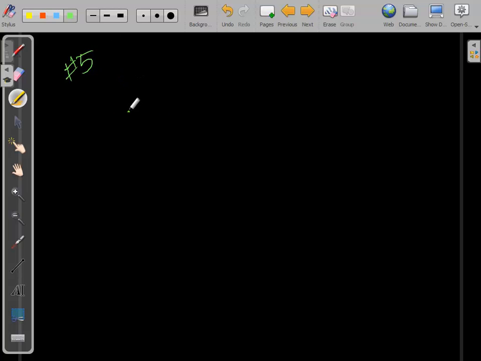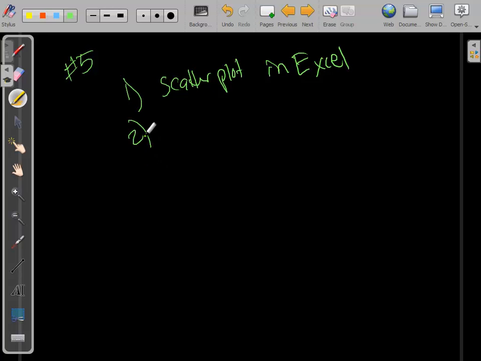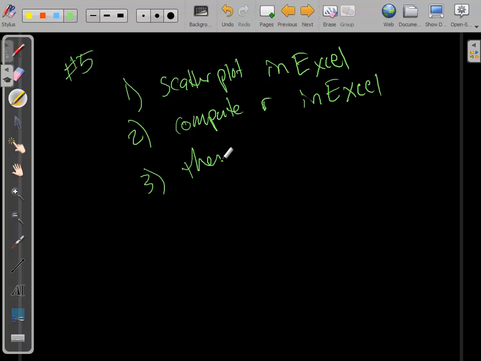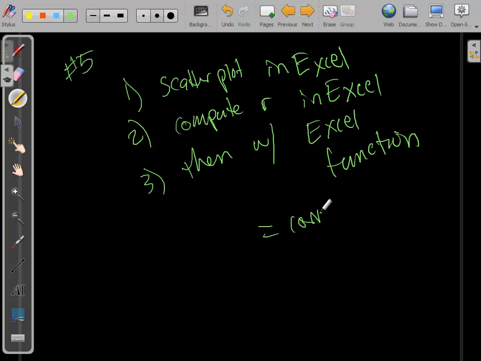Okay, so what I want to do for number 5 is first look at creating a scatter plot in Excel. Then I want to look at manually computing the correlation coefficient, so compute R in Excel by hand, and then I actually want to use the built-in Excel function. Here it is, by the way: equals CORREL, and then you put in your x's and you put in your y's, and I'll define that in a moment. So that's what you type in.